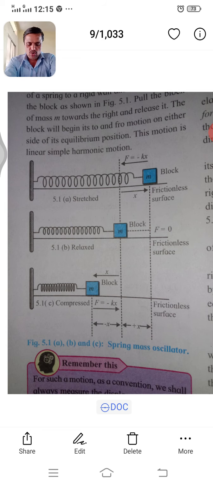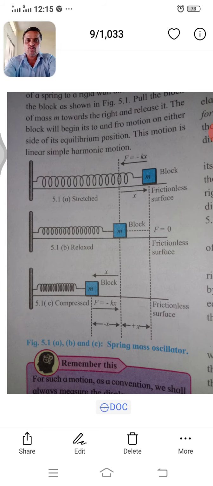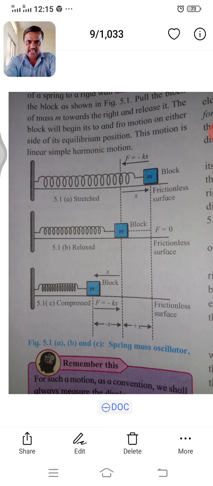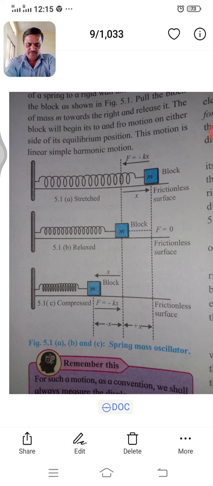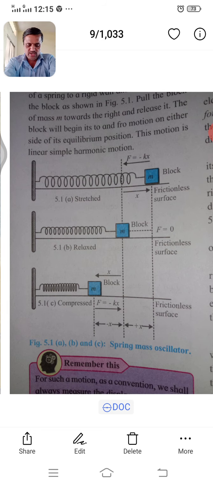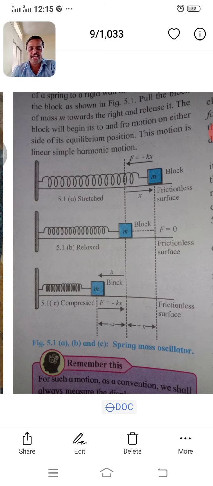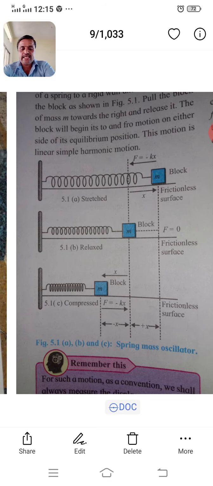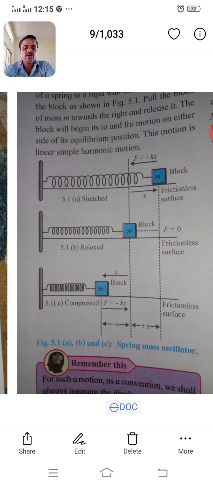If the block is moved towards the left as shown in figure C, in that case the spring is compressed. In figure C also, the force exerted by the spring on the block is directed towards the right, and therefore we can write F is equal to minus kx. The restoring force exerted by the spring accelerates the block towards the equilibrium position or mean position.